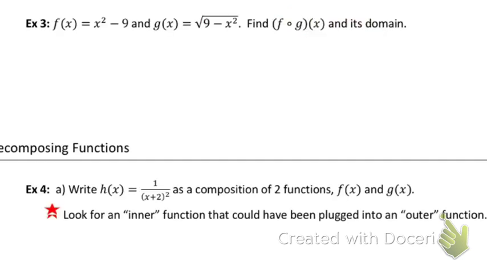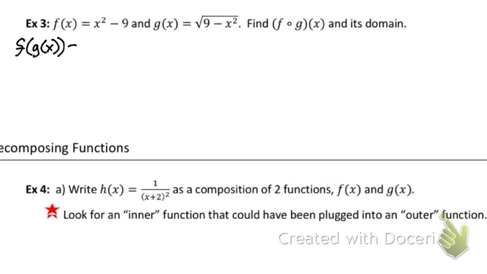All right, so we have f of x equals x squared minus 9, and g of x equals square root of 9 minus x squared. We're supposed to find f of g of x, and we're supposed to find its domain. So let's find f of g of x first. Remember, f of g of x means whatever's here, I'm going to plug into my g function and see what results.